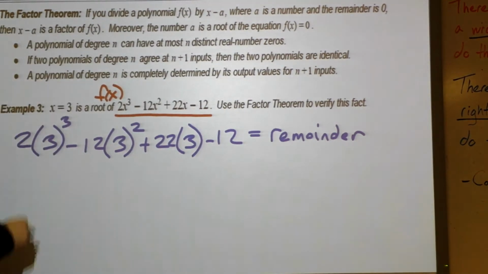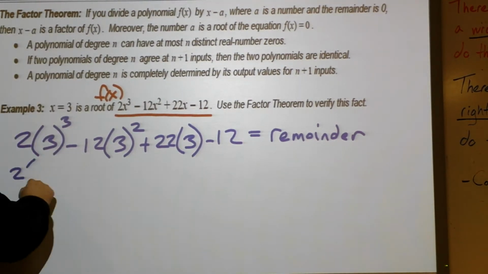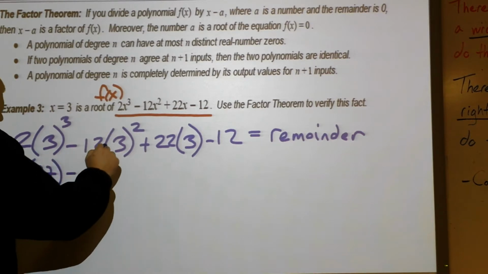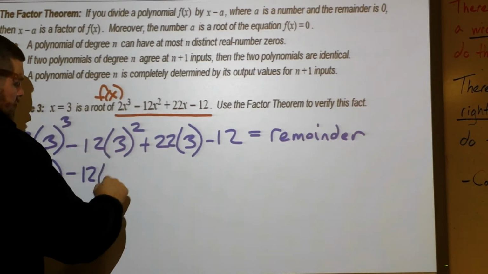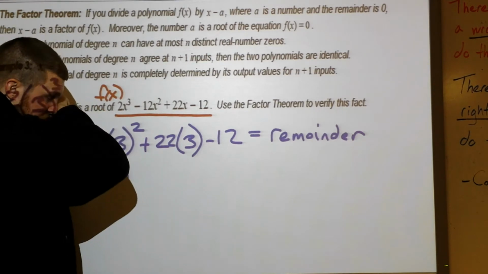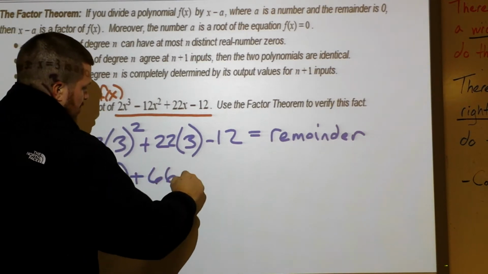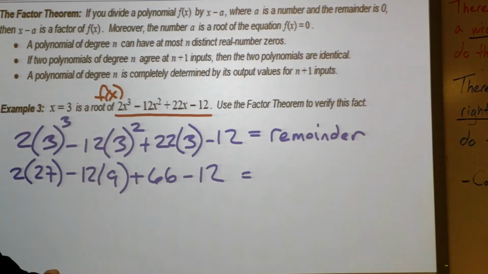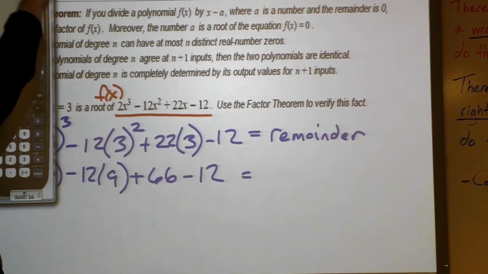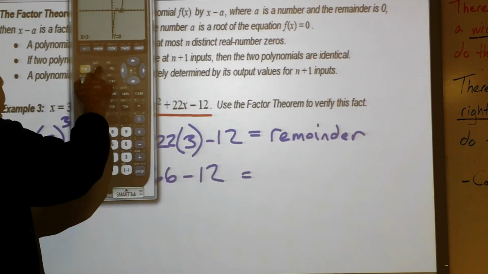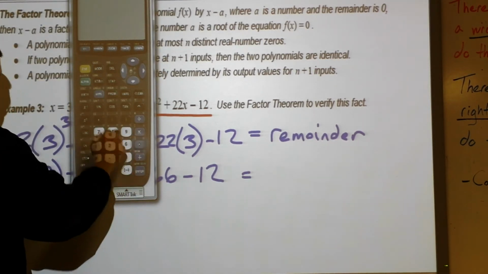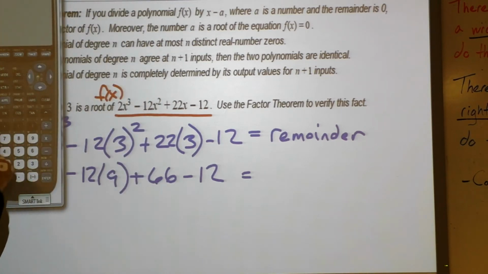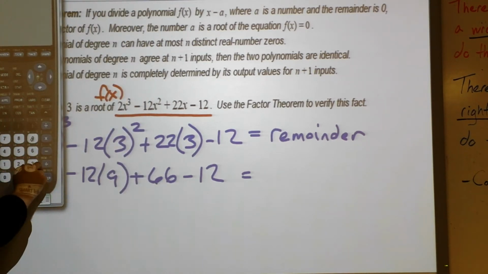Okay? So, we have 2 times 27 minus 12 times 9 plus 22 times 3, which is 66, minus 12. Okay, so what I'm going to do from here is just type this in my calculator, save a little bit of time, I hope. So 2 times 27 minus 12 times 9 plus 66 minus 12. And I ended up with 0.